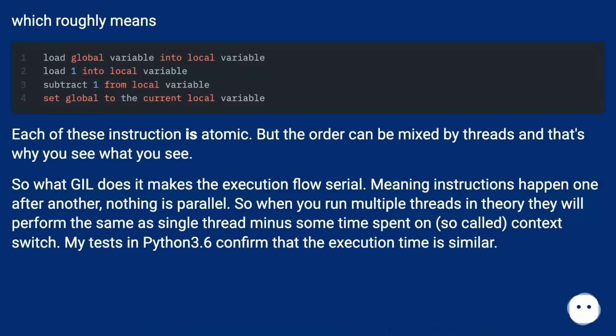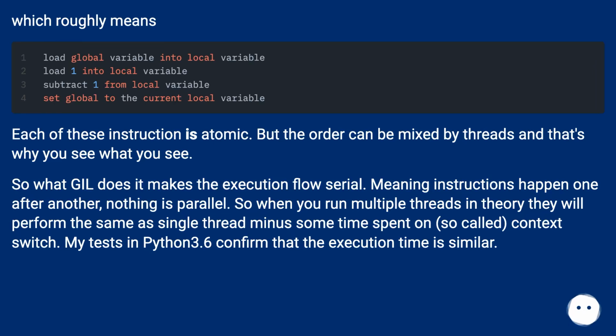Which roughly means each of these instructions is atomic. But the order can be mixed by threads, and that's why you see what you see. So what the GIL does is it makes the execution flow serial, meaning instructions happen one after another, nothing is parallel.